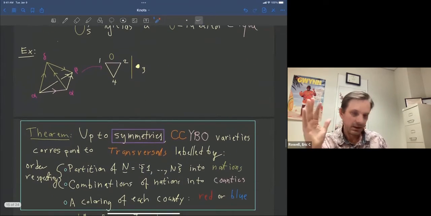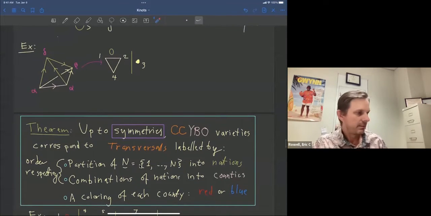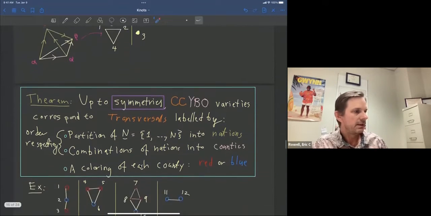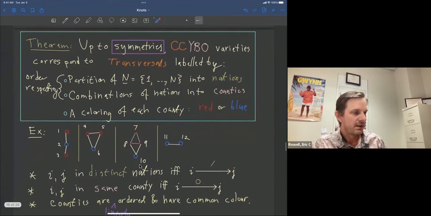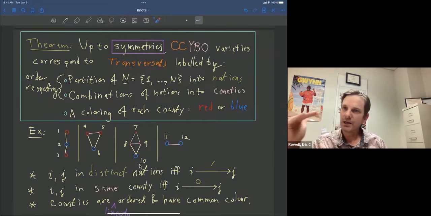So I understand this is a little bit sketchy. There are some things that need to be filled in, but let me at least mention the theorem, which says that up to symmetry, the varieties of solutions to the charge-conserving Yang-Baxter operator correspond to certain transversals. And now we can give a complete combinatorial description.